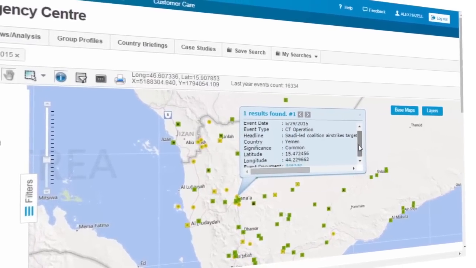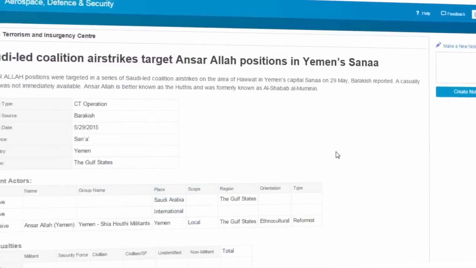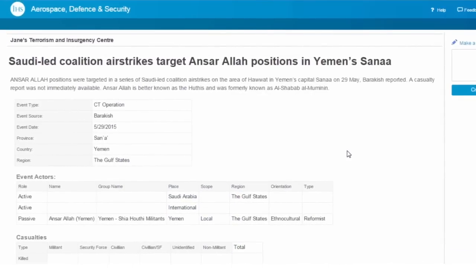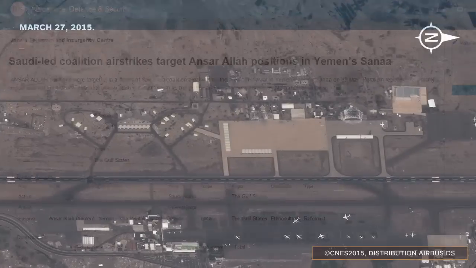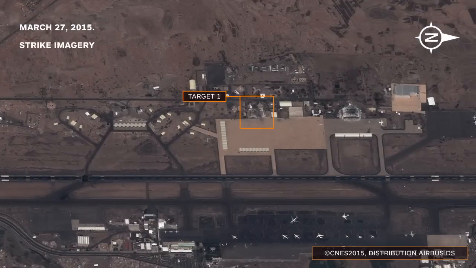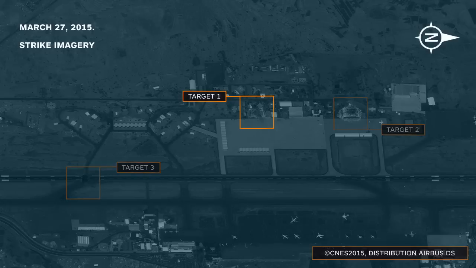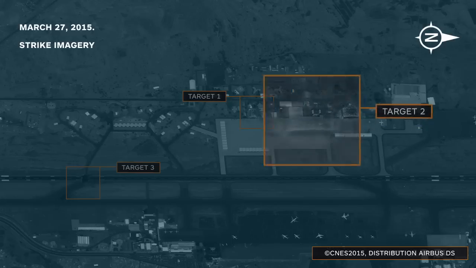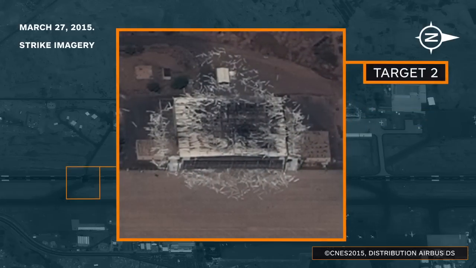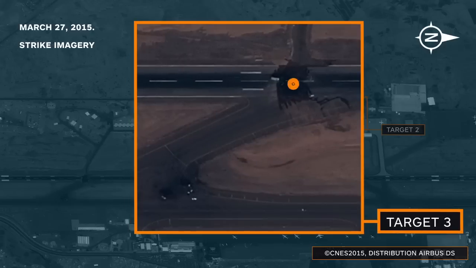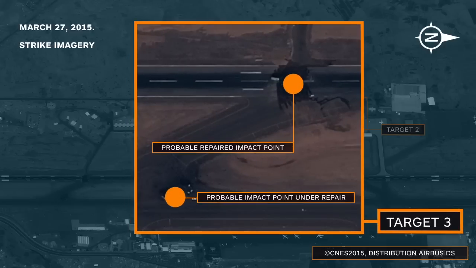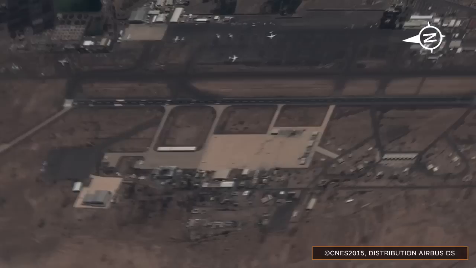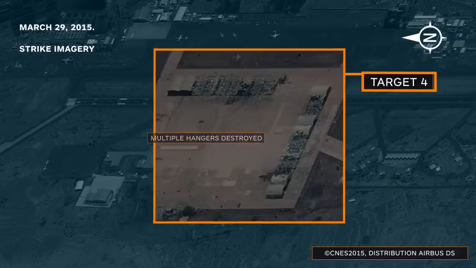are taking place. By clicking on these events, we see that the Saudis have targeted the Ansar Allah positions in Yemen, Sana'a. Next, utilizing the most current satellite imagery available, we are able to understand the scope and extent of damage during this time frame. Viewing each satellite image, we can see how these particular targets have been affected or destroyed. We can also see impact points and probable repair impact points. Moving forward in time, we see additional targets affected or destroyed.